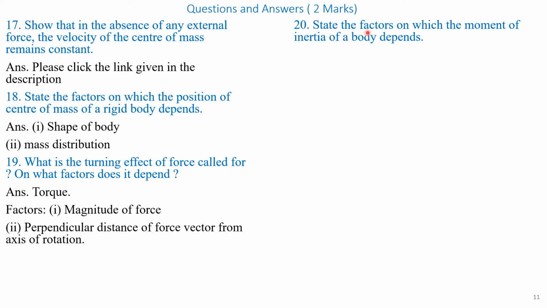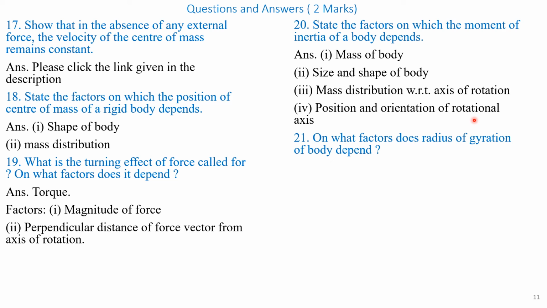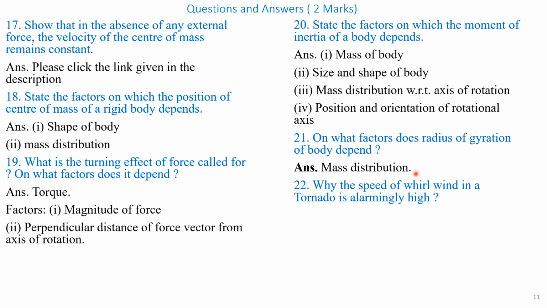Question number 20. State the factors on which the moment of inertia of a body depends. So the moment of inertia of a body depends on the mass of the body, the size and shape of the body, and mass distribution with respect to the axis of rotation. And the fourth factor is the position and orientation of the rotational axis. Question number 21. On what factor does the radius of gyration of a body depend? The radius of gyration of the body depends on the mass distribution.